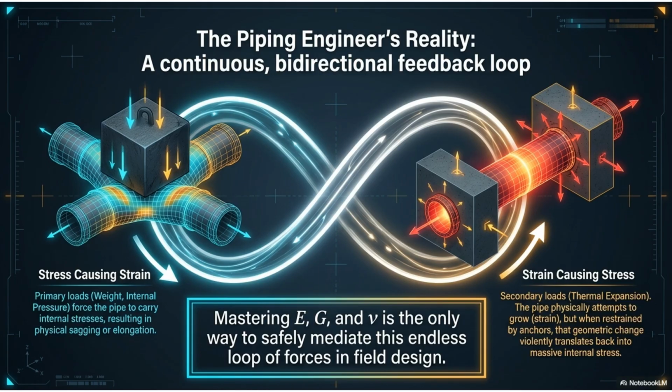The piping engineer's reality is a continuous, bidirectional feedback loop where primary loads cause strain and secondary loads, like thermal expansion, cause stress. Mastering the elastic constants is key to design.